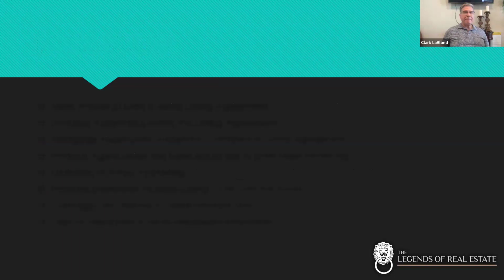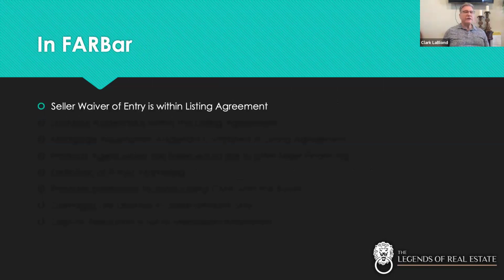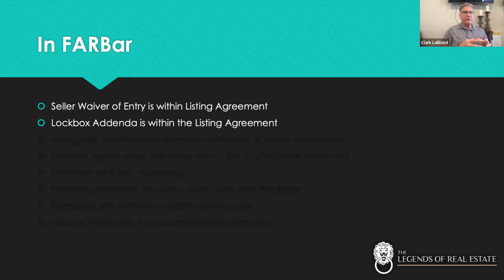All right, so things that are in the FARBar that I think are good reminders for us. The seller waiver of entry is really within the listing agreement. It's nice because it defines what public marketing is very clearly, and it states, if the seller has agreed to not have the property in MLS, it indicates that the property must go into MLS within 24 hours of public marketing. So it's a good thing. The seller waiver is in there.